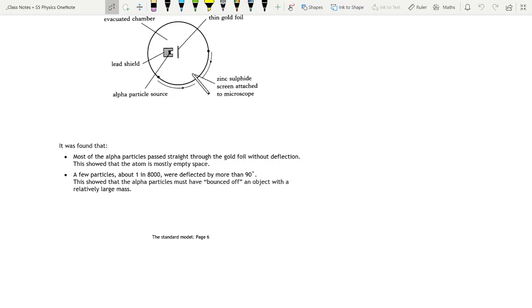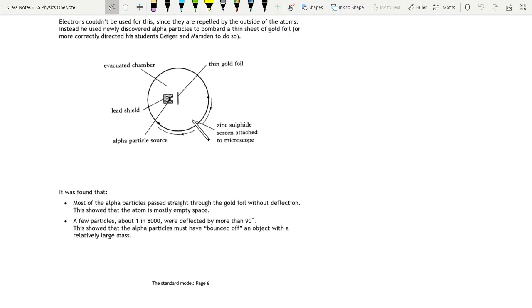He found that most of the alpha particles passed straight through the gold foil without deflection. This showed that the atom was mostly empty space. Basically what happened was he directed the alpha particles at the gold foil. Most of them just went straight through, so most of them were detected around here. So if alpha particles could get through the gold foil, that means the gold foil is mostly space. The atom is mostly space.